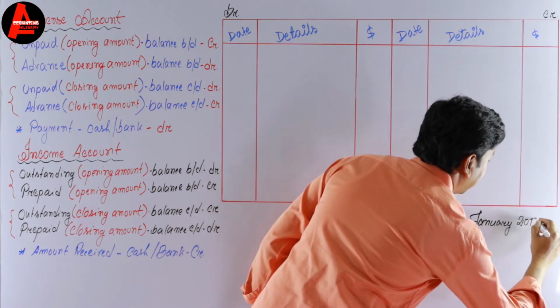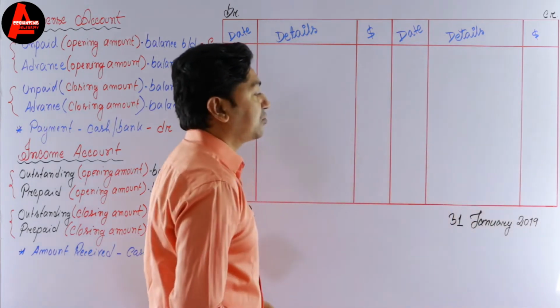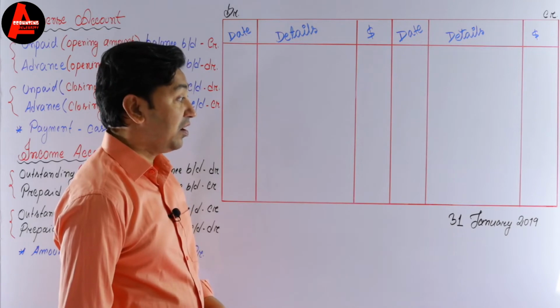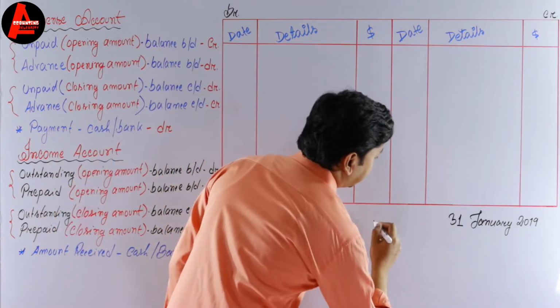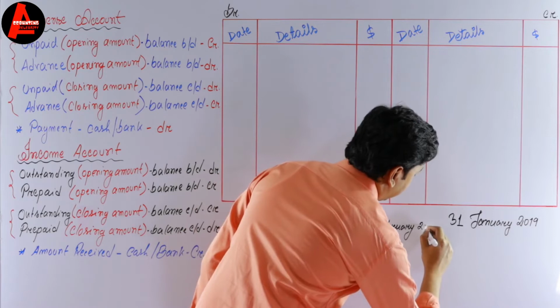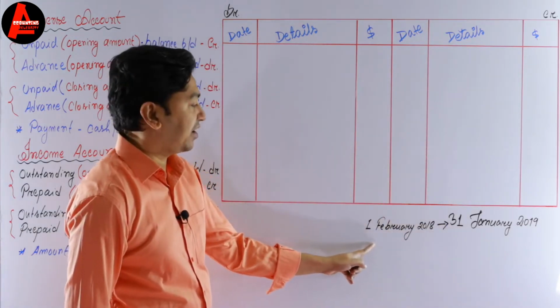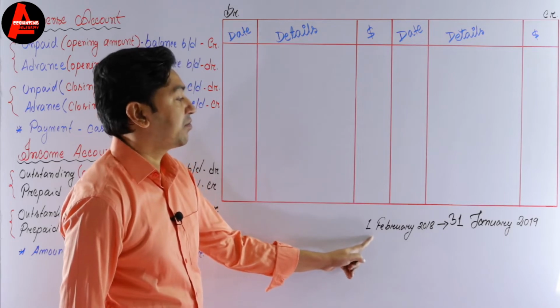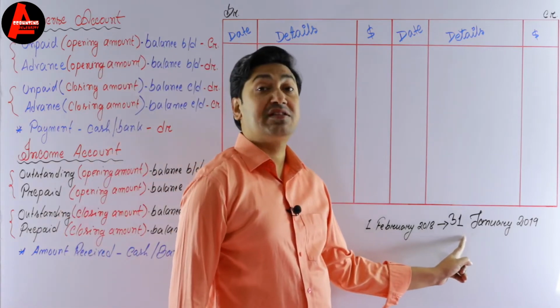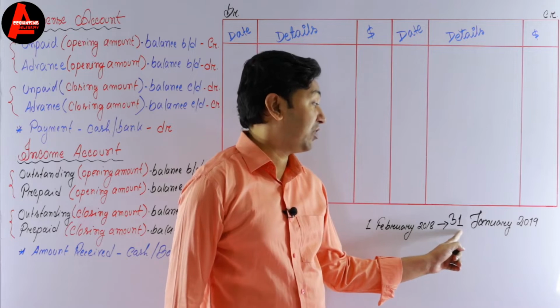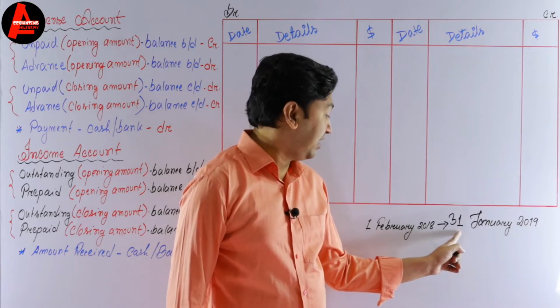January 2019. Now my question is, what is the beginning of the year? It will be here 1st February 2018. So this is the accounting year. So opening balance will be on 1st February 2018 and closing balances will be written on 31st January 2019. Okay, fine. Now let us have a look at the question once again.